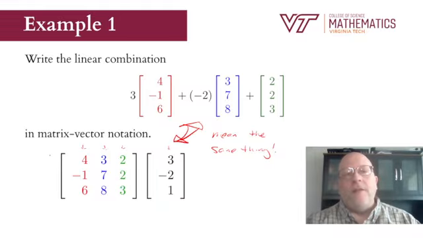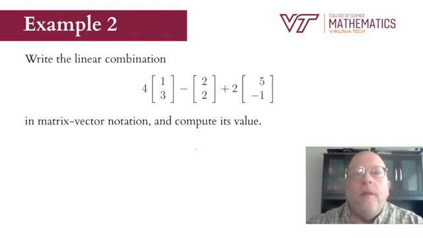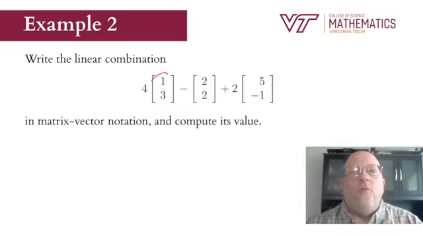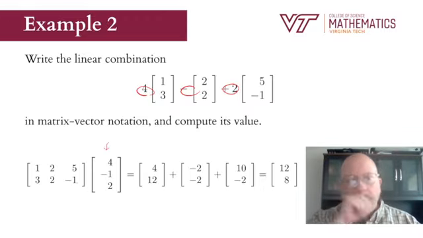We're going to get a little practice with this notation, though. So let's try another example. In this one, we want to write this linear combination in matrix vector notation and then compute its value. So the first thing we'll do is group the (1, 3), the (2, 2), and the (5, -1) together. And those form a single matrix. And then we group the weights together, 4, -1, and 2, and they form the column of weights. And so that's the matrix vector notation right here.